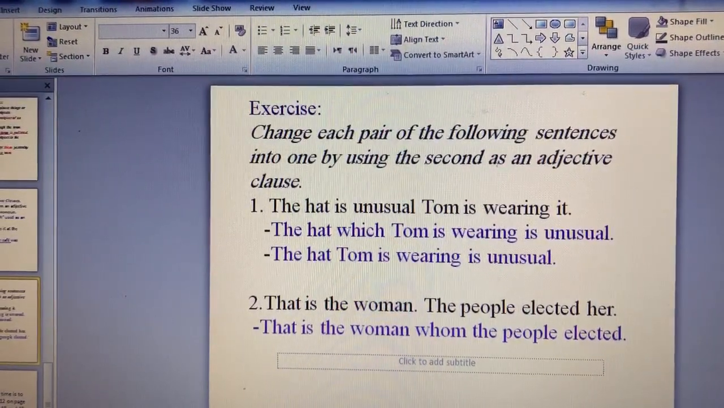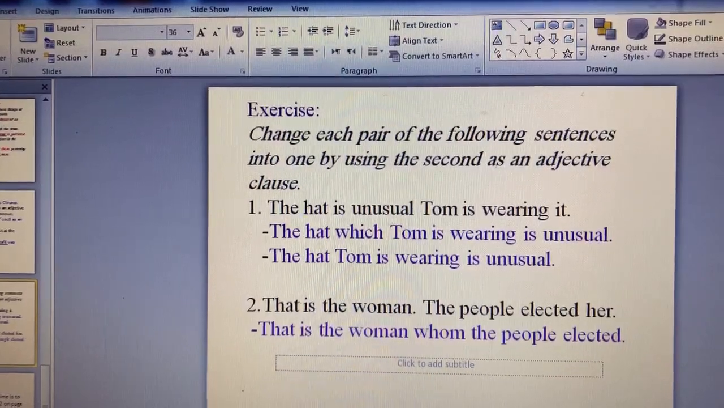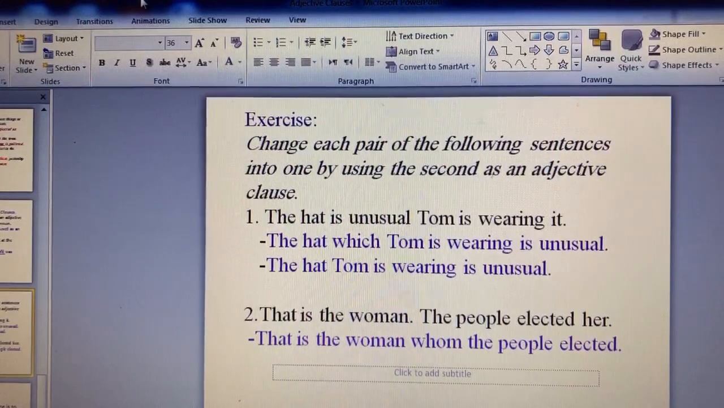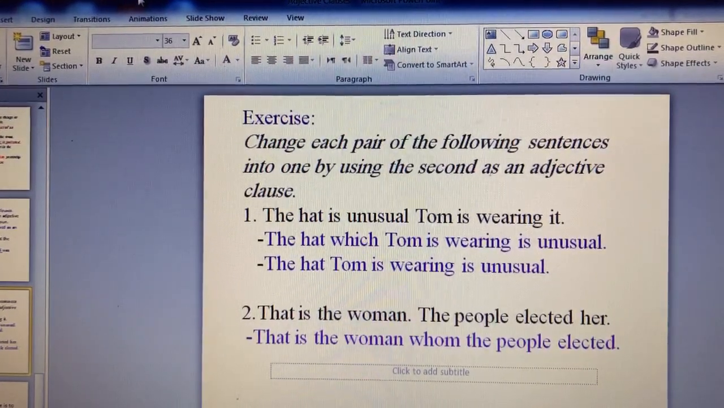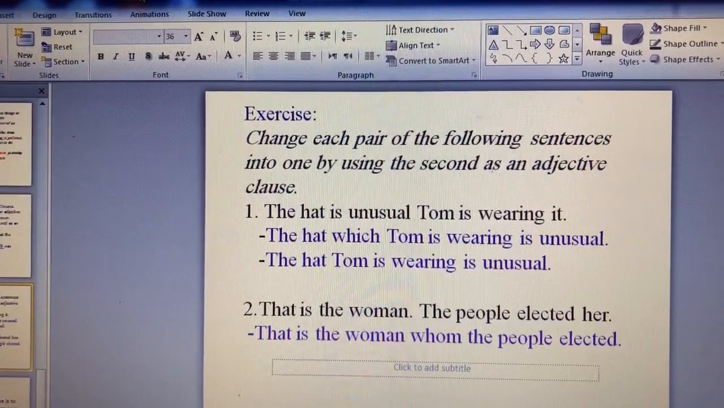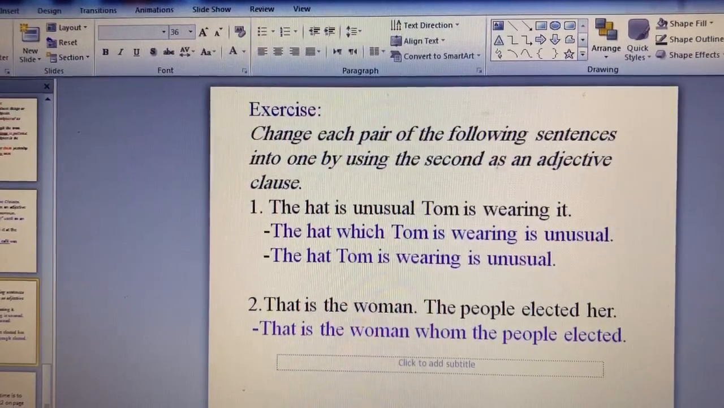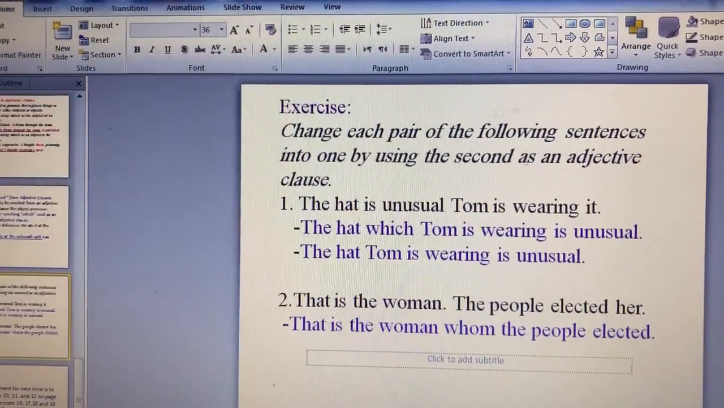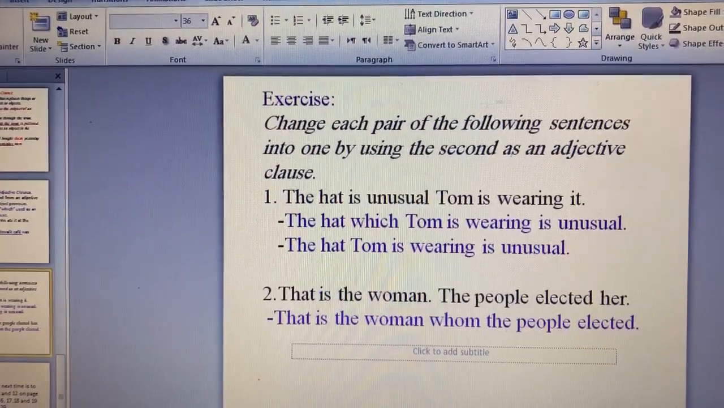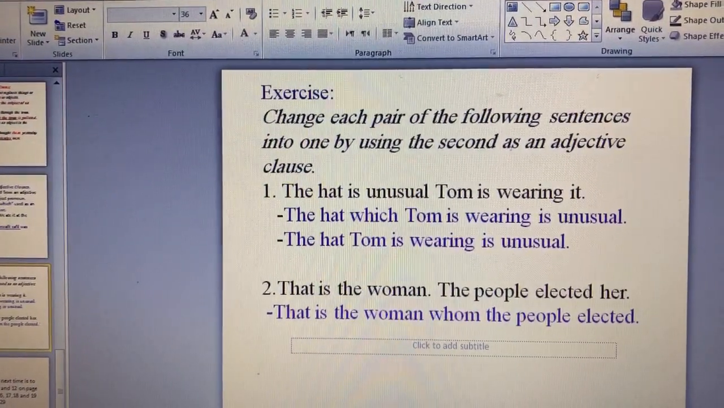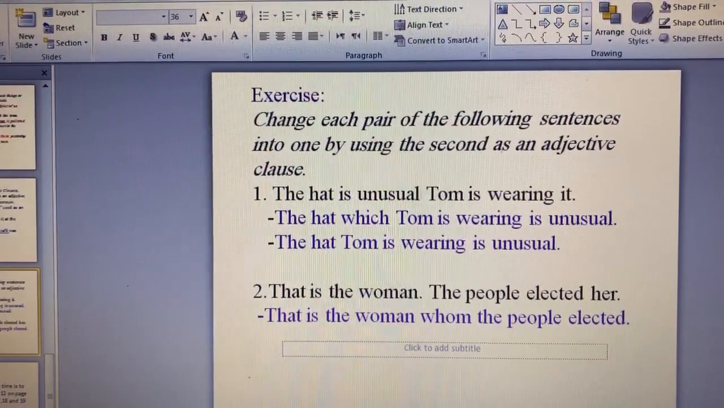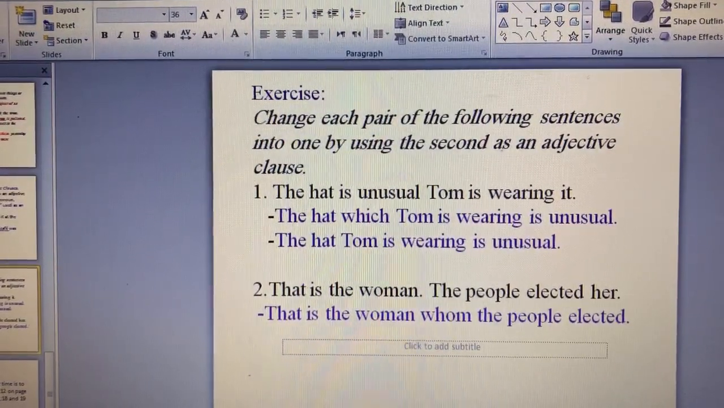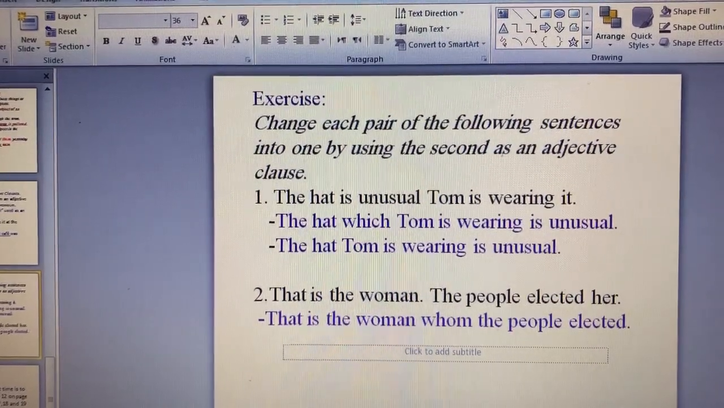Number 2, that is the woman, the people elected her. As you noticed here, in the first clause, the word woman functions as the subject, and in the second clause, we have an object pronoun her. It refers to the noun woman or subject woman. Her should be omitted from the adjective clause and replaced by whom. So the woman, that is the woman whom the people elected. So whom the people elected is an adjective clause modifying or describing the subject woman.